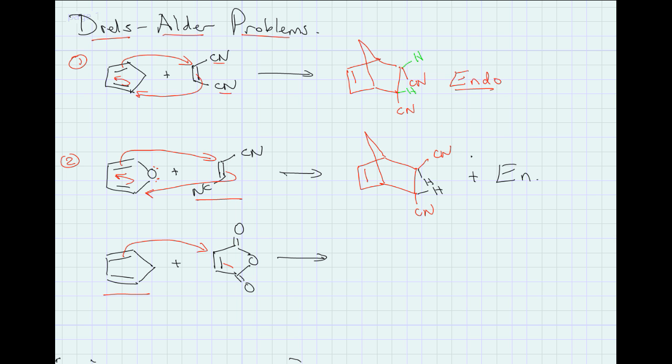Again, we lose 2 pi bonds and we gain 2 sigma bonds. Let's start drawing our bridged bicyclic product. And you can see that the substituents, our 2 carbonyl groups coming off of our dienophile, are coming off in the same direction. They're locked in a cis conformation. So that means we are going to end up with an endo product.